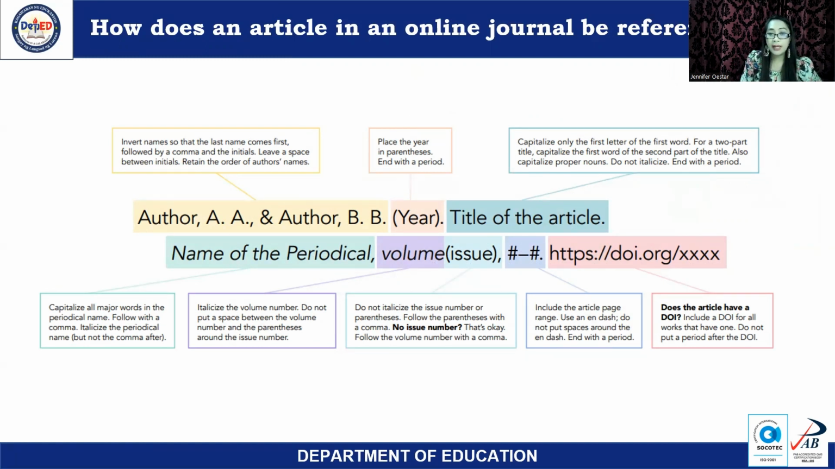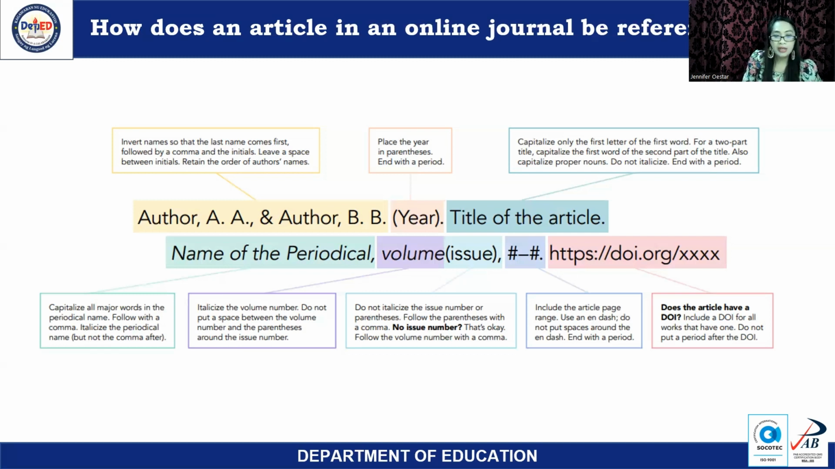Next, the year. Place the year in parentheses and end with a period. For the title of the article, capitalize only the first letter of the first word. For a two-part title, capitalize the first word of the second part of the title. Also capitalize proper nouns. Do not italicize, and end with a period. And for the name of the periodical, capitalize all major words in the periodical name, follow with a comma, and italicize the periodical name, but not the comma after.